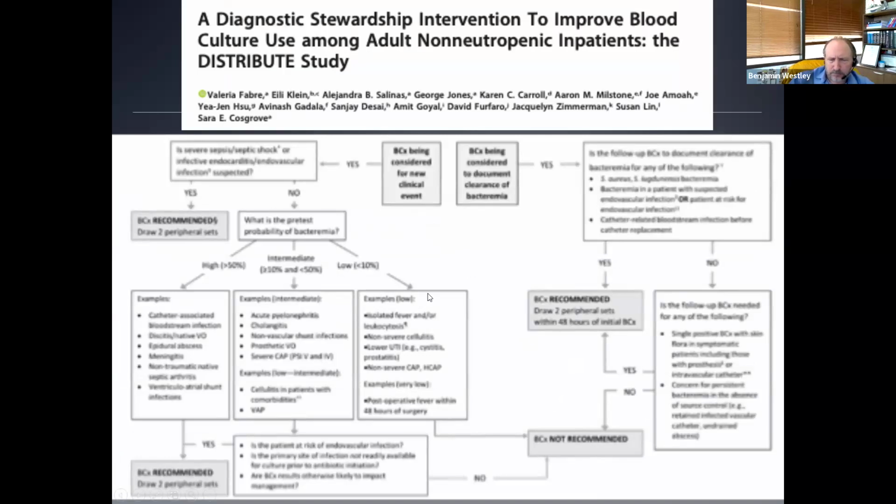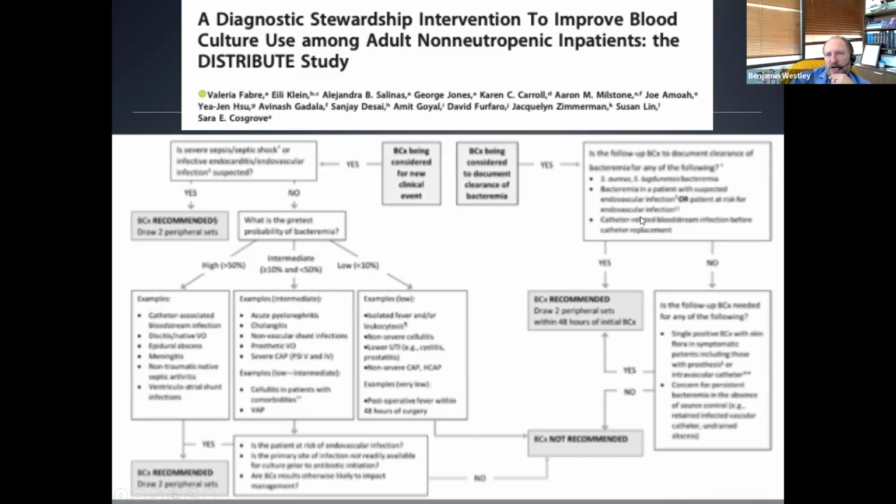So basically what this algorithm is going to show is when to order blood cultures. Is it a new event on the left or a recurrent event on the right? And then they give examples for when to get blood cultures or not, and they recommend them in various instances, but they don't recommend blood cultures for non-severe cellulitis, isolated fever with white blood cell count, cystitis, non-severe pneumonia, and this is kind of consistent with the guidelines we've already looked at.